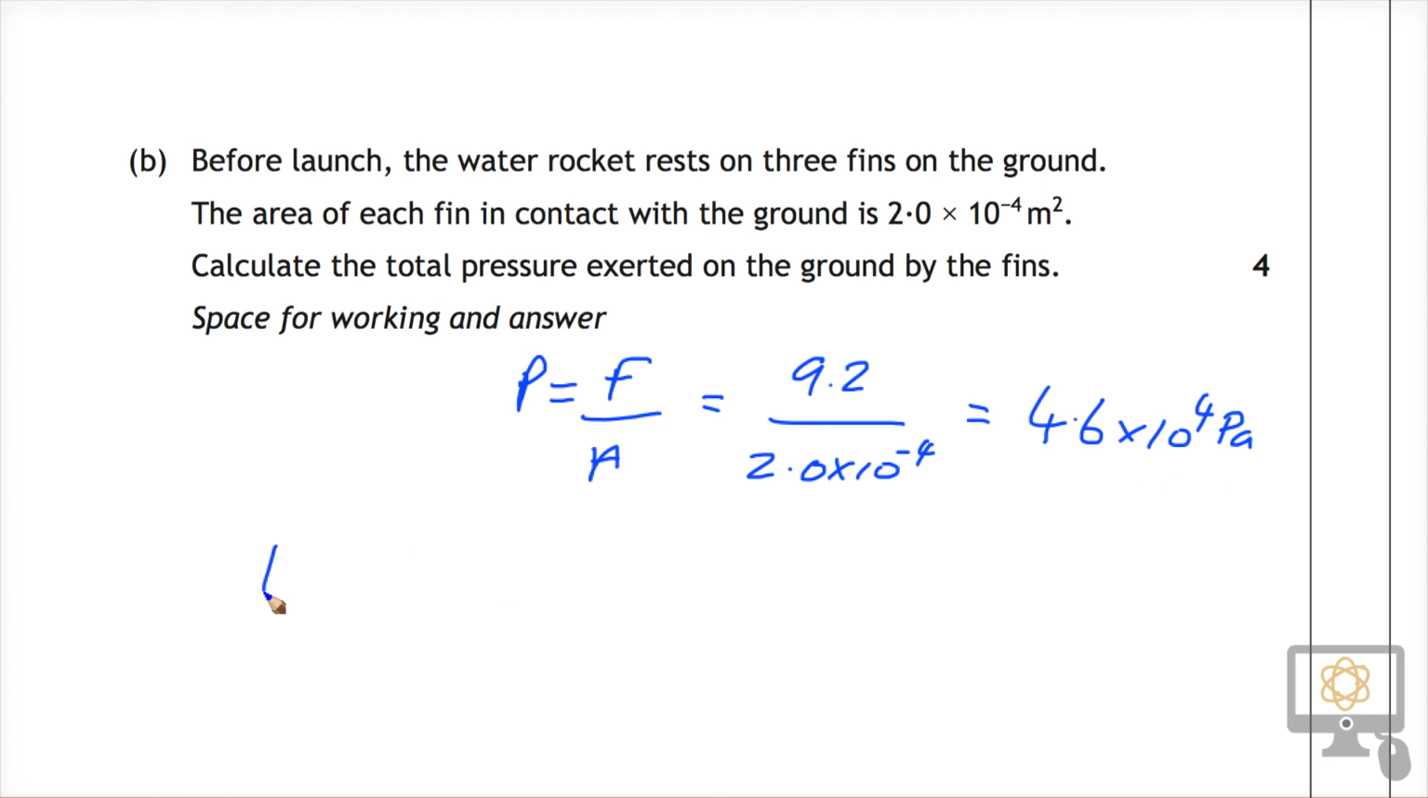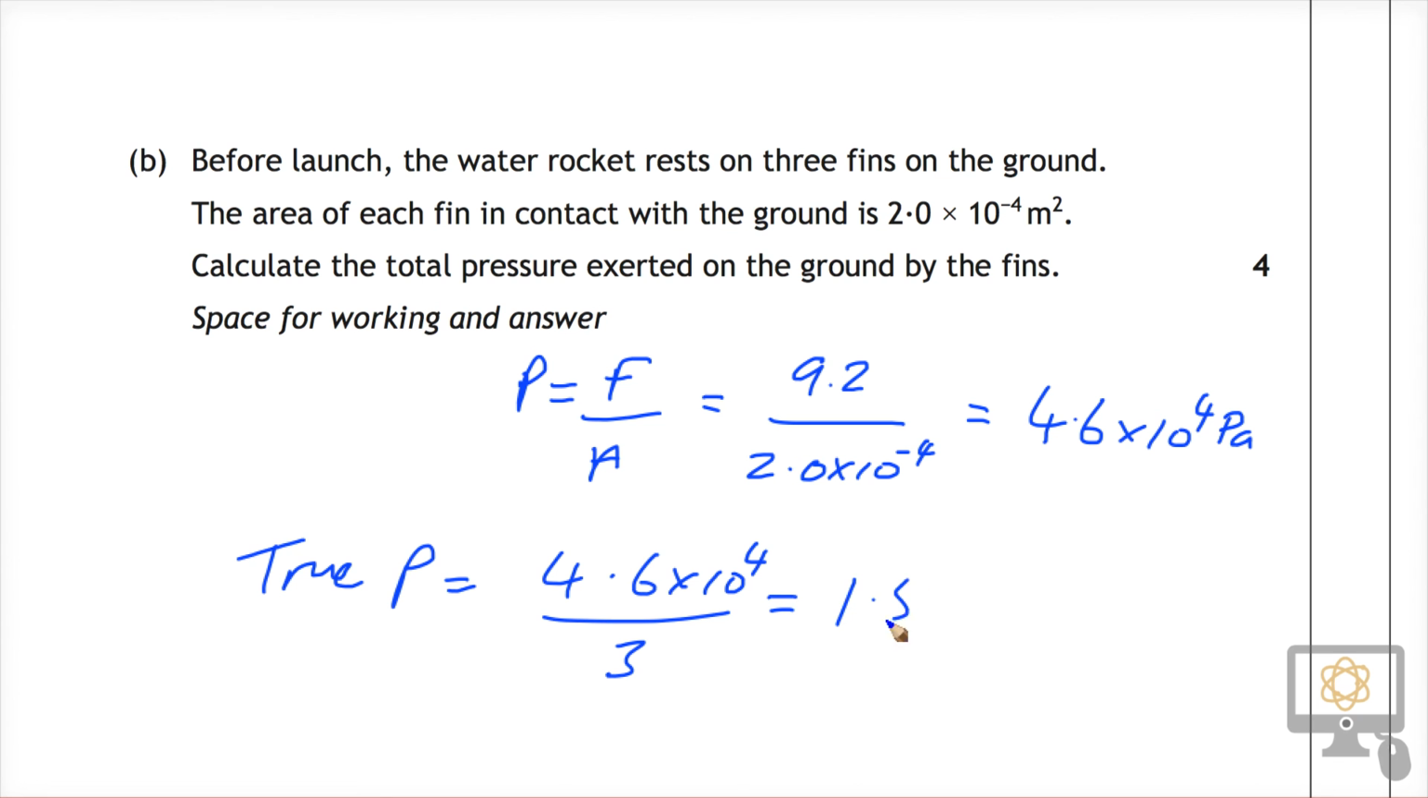So the true pressure is equal to that value, 4.6 times 10 to the 4 divided by 3, and of course that gives us the answer we expect of 1.5 times 10 to the 4 pascals. So that's the alternative way of doing it. However, I think the first method that I explained makes much more sense.